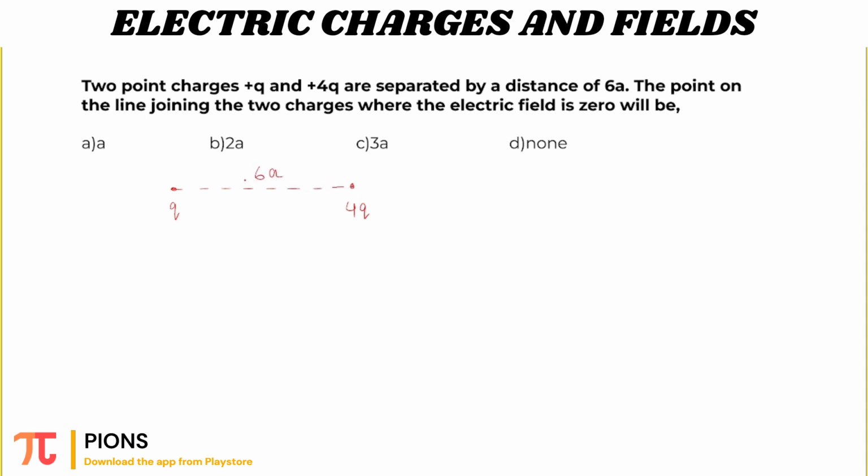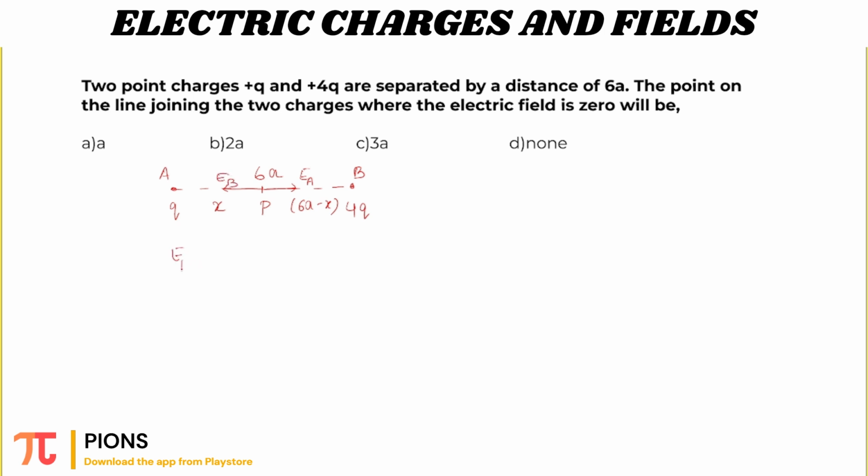We need the point on the line joining the two charges where the field is 0. So let me take them as A and B, and the point at which the field is 0, let's call it point P, and let's assume that this is at a distance x. So this will be 6A minus x. At point P the electric field is 0. The electric field due to the first charge, both being positive, will be radially outward, EA, and due to B it will be radially outward in this direction, EB.